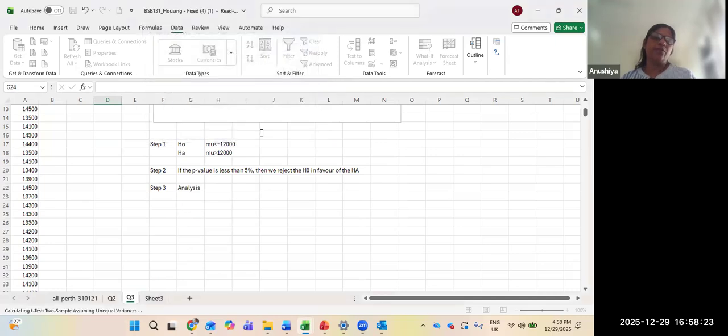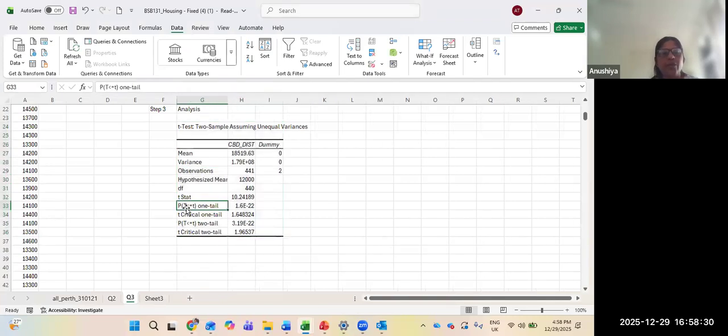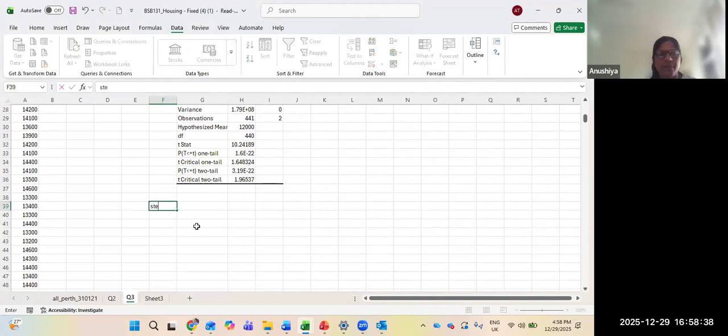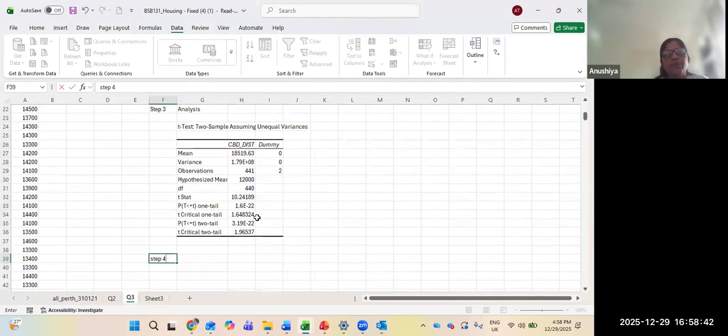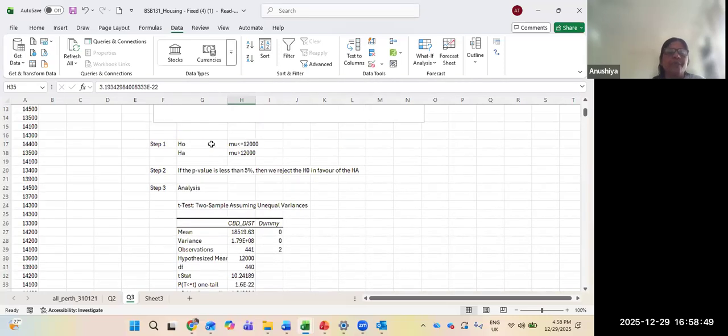So if I click OK, I'm getting this output range. Now we are going to compare the p-value with the alpha level for making our conclusion. So this is our step 4. In this step, we need to decide whether to use the one-tail or two-tail p-value. Before that, we also need to check the assumption, the validity.